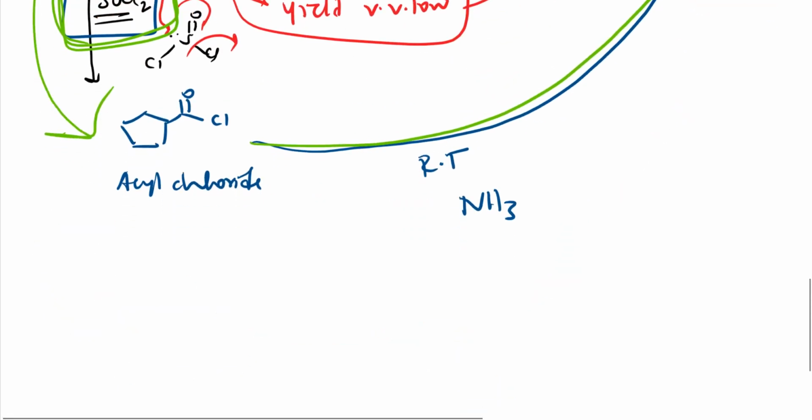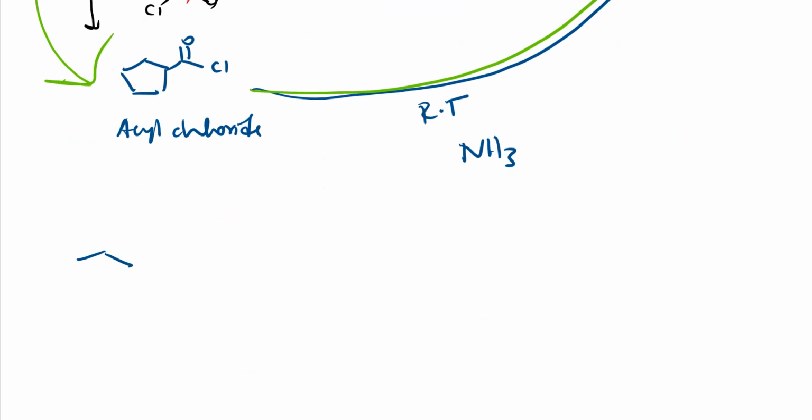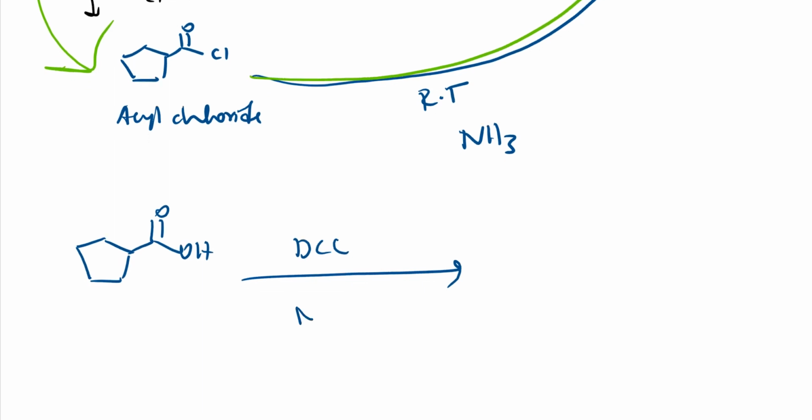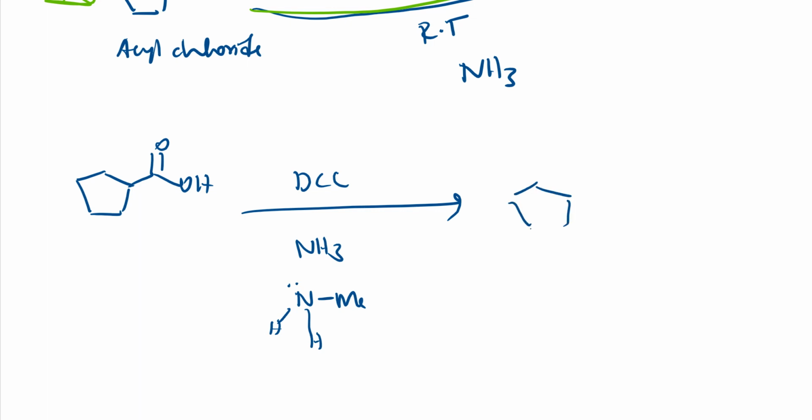But if I make use of this DCC, see here what happens. I will take the same acid, and I can use this DCC, right? So if I use DCC and if I use ammonia, it can be primary like this, or this ammonia I can use. I will directly get this amide. If I simply use ammonia, I will get this NH2. If I use the second one, I will get this thing. Here methyl will be there simply. So I will get amide.